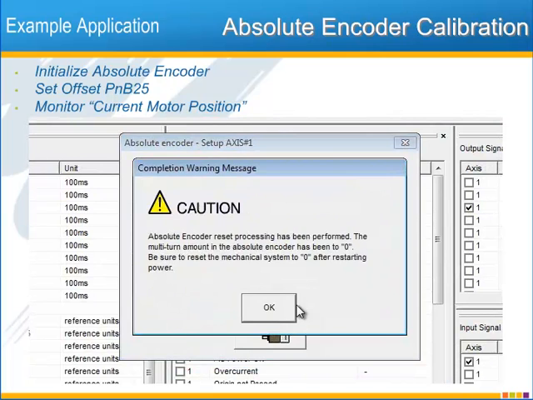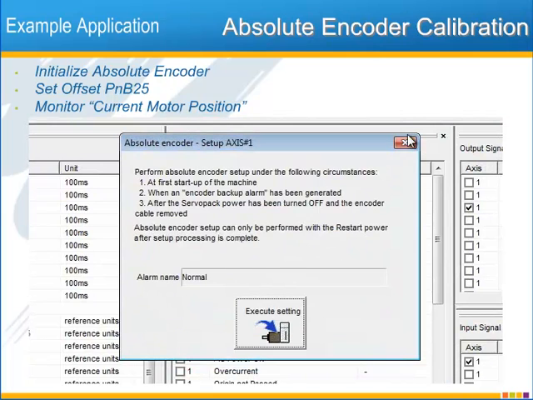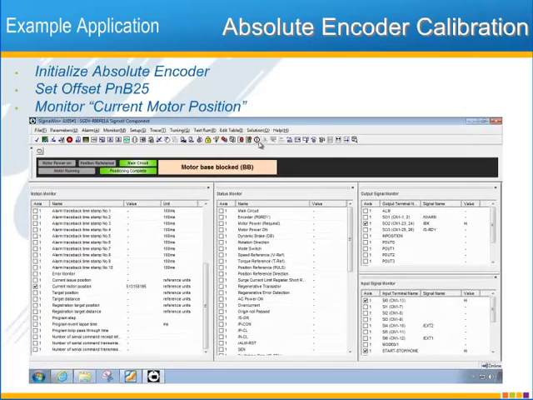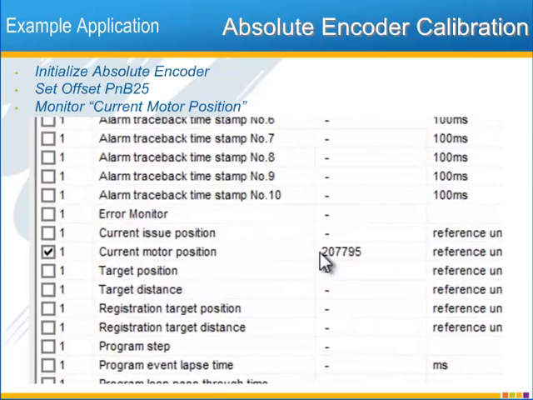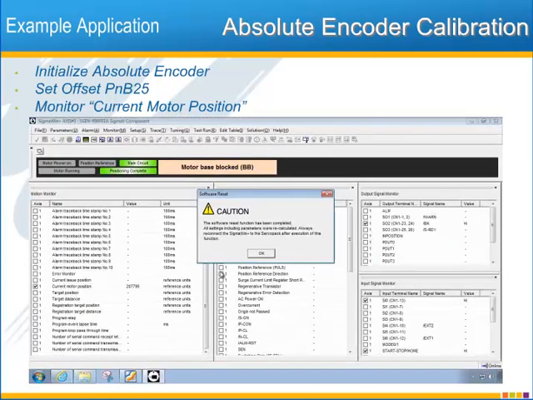walk through that, then cycle power. You can see already that the motor position has been updated as resetting the absolute encoder erases the multi-turn data. So we now have the position within 1 revolution. Click OK here. It says to reconnect. I'll do that quick.